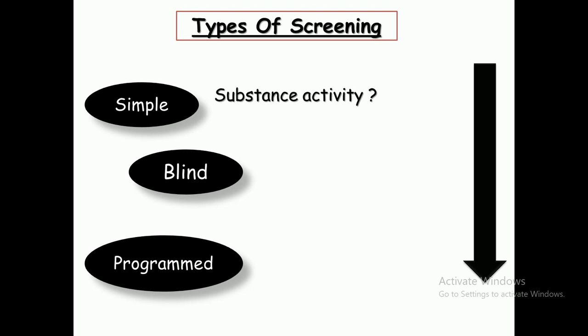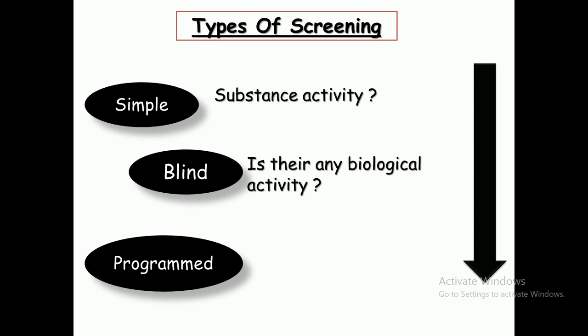Then blind screening is used to check whether there is any biological activity. In blind screening, the researcher will try to find what kind of pharmacological activity one chemical entity has. It is only for a series of new chemical substances with no prior pharmacological history. It is for a completely new drug. That particular drug doesn't have any reported activity, so blind screening is for that drug.